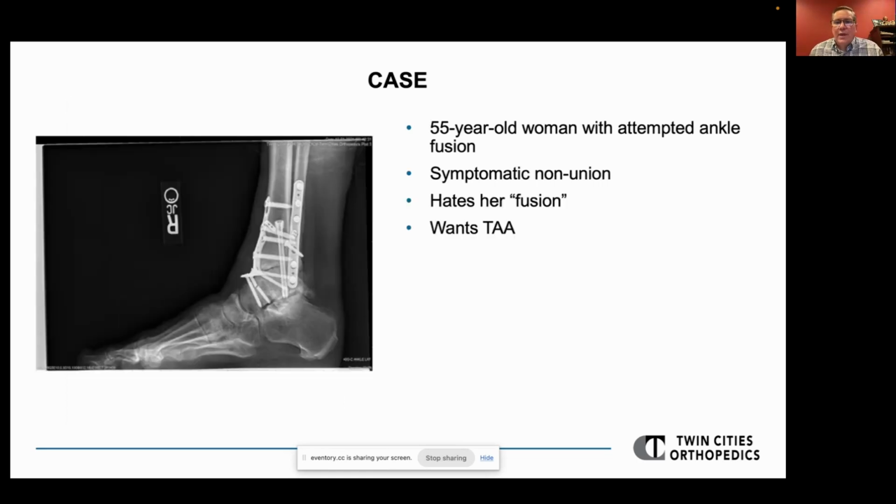She hates her fusion, even though it's really not fully fused. She had talked to her original operating surgeon and said she really wanted a total ankle arthroplasty, but he felt she was on the young side. So her original operating surgeon, I didn't do her original fusion, told her that a fusion was probably a better option, but she hates it and she wants her ankle replaced. So converting her, we'll call it a quote unquote fusion, to a total ankle is what she's interested in and what she's looking for.